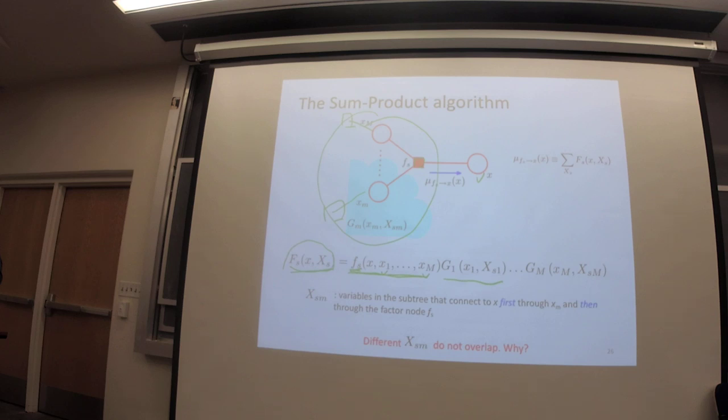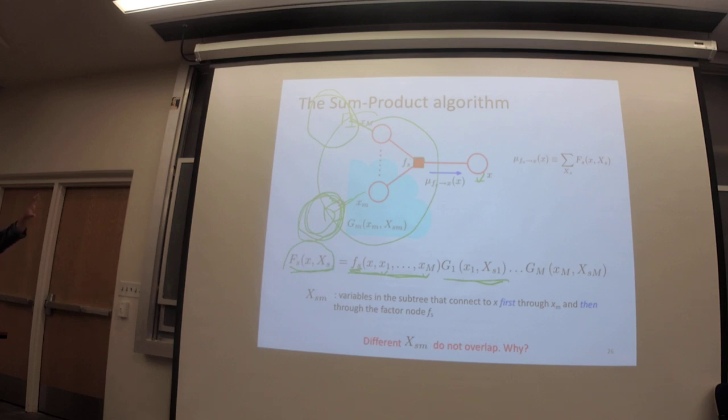Why? Remember, this is a tree. That means xm will serve as a parent for another subtree. So xm will connect to a subtree, and x1 will connect to a subtree, right? So each variable that connects to fs other than x will be a root for another subtree. So if you multiply all the factors inside that subtree, you end up with this g term. Does it make sense?